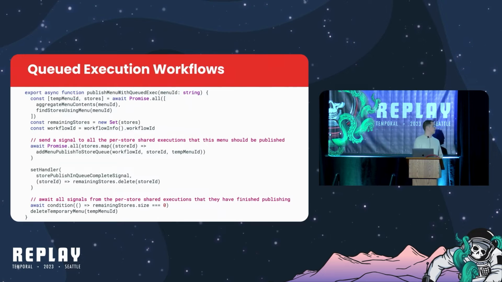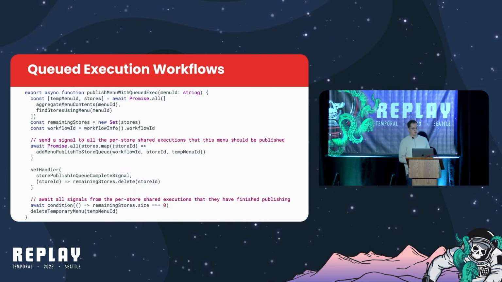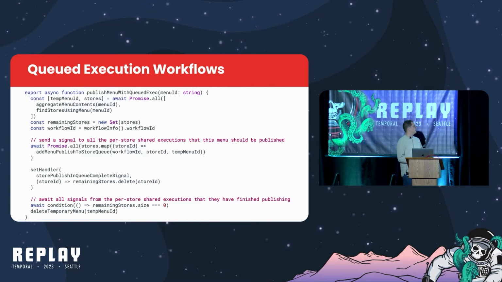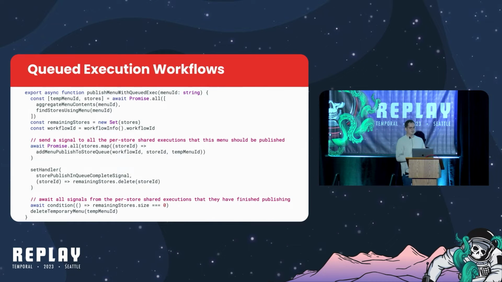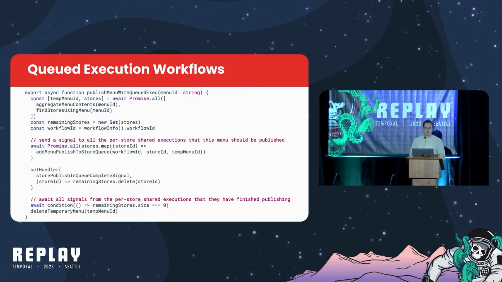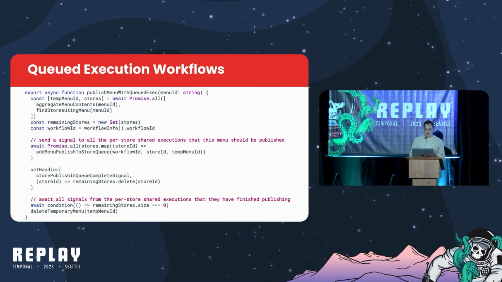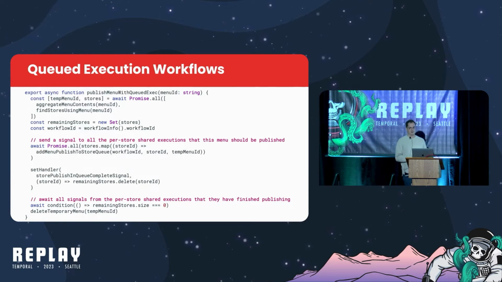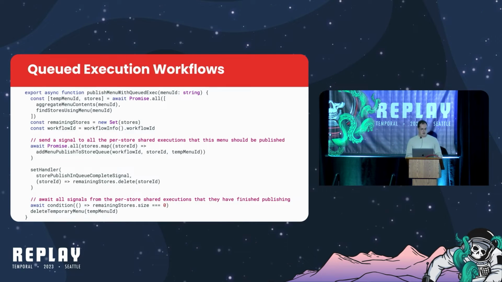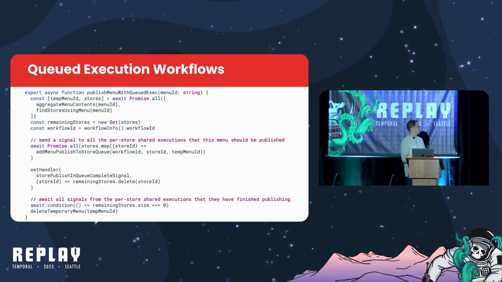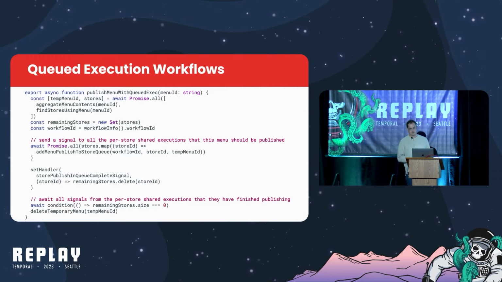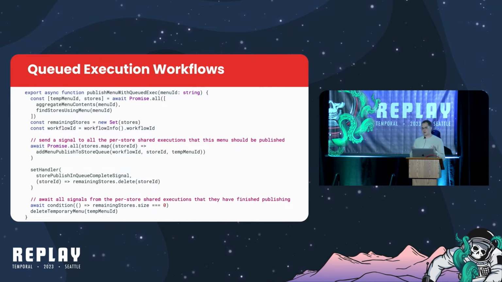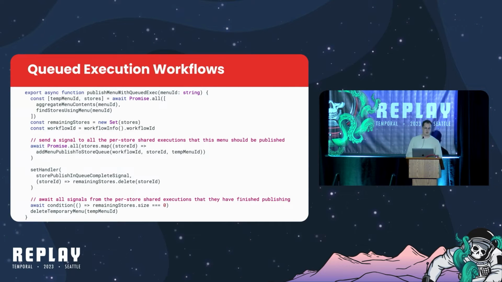So we'll jump into some code here for what that top level workflow looks like. That workflow takes a menu ID, sets up a set of stores that are using that menu, and then signals to all of those stores that it has a new menu that it should be adding to its queue for publishing. We set up a handler to receive messages back from those queue workflows, and we wait until all of our expected stores have sent their signals back to us.